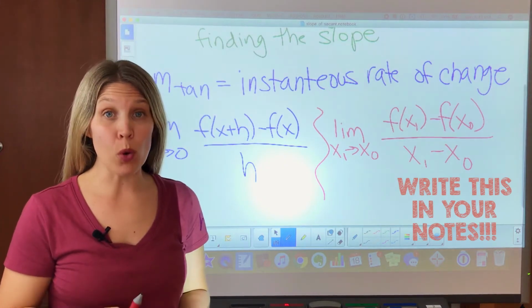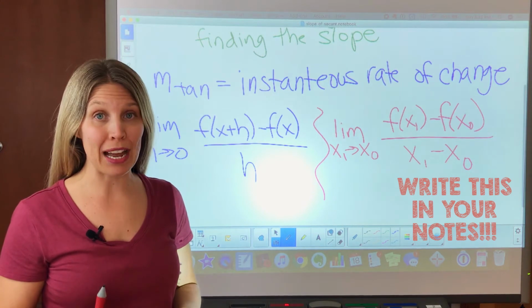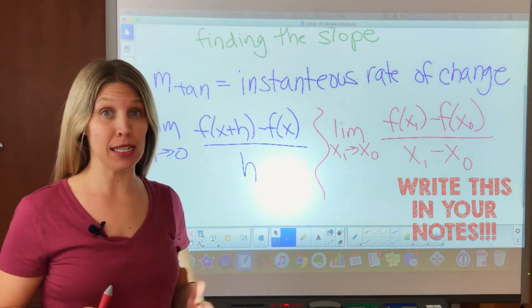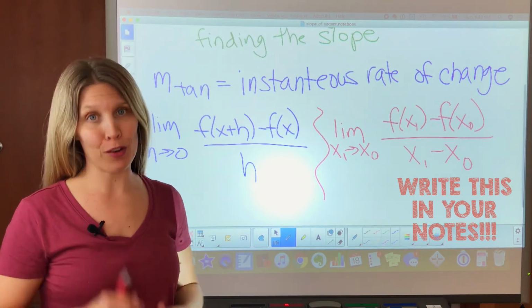These are the key points that you need to have written down on a piece of paper to help you remember the difference between the secant line and the tangent line and how to find them.